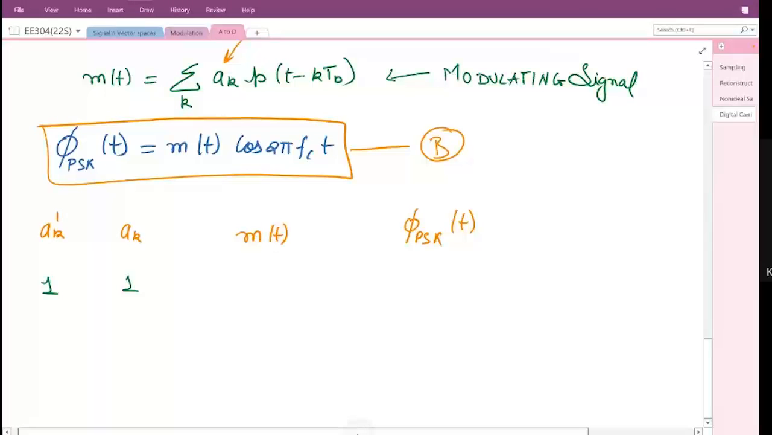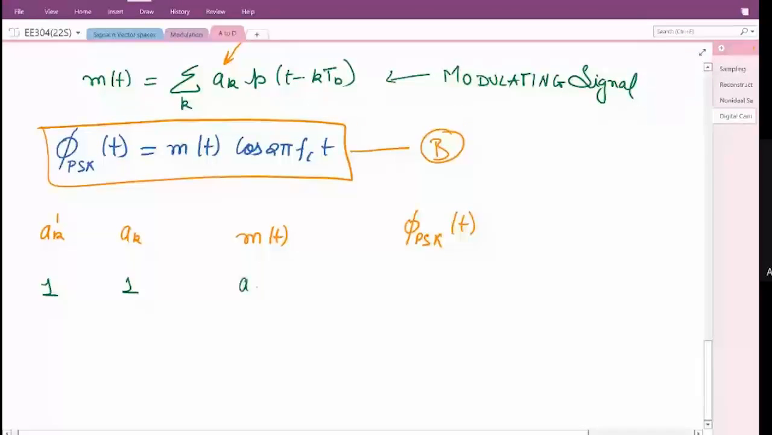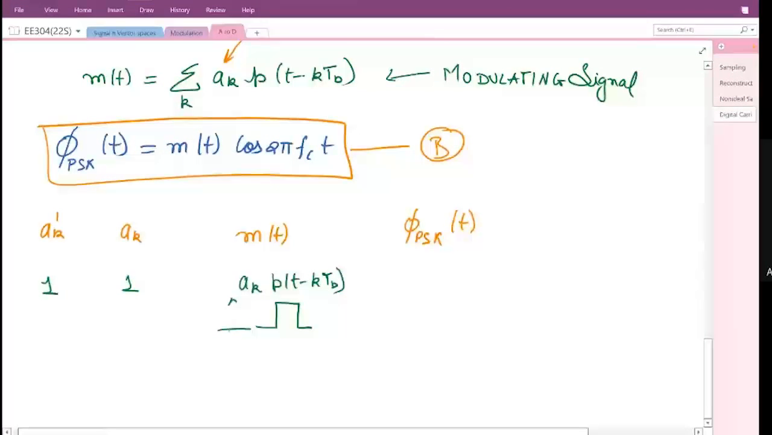If it is 1, it's a positive pulse, because this is AK P of T minus KTB, which would be a positive pulse like this. Yes or no? Yes, sir. So it is going to be a positive pulse like this, and this level is 0. So then what should be the PSK T signal?